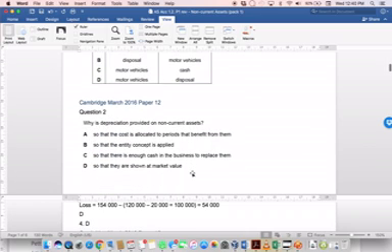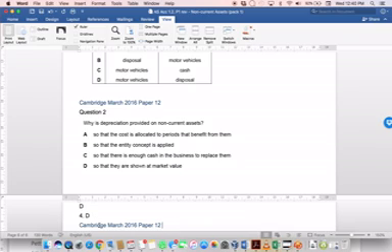Right, let's have a look at March 2016, paper 1-2, question 2. Why is depreciation provided on non-current assets? Well, what you're trying to do over here is show them at the most realistic value, and you're also trying to offset the cost involved with that asset over its actual period of life as you generate the income. So you want to match your expenses, or you're looking at your accrual concept as well.